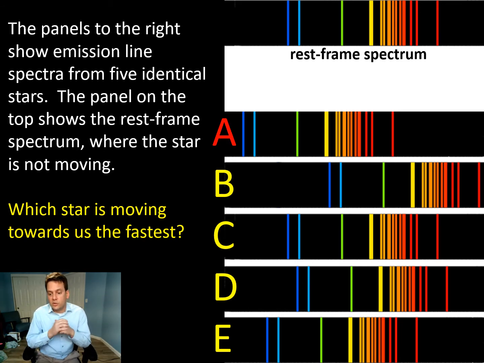And so to answer the specific question here, A is actually moving towards us the fastest, because again, it is blue shifted, and it's blue shifted more than anything else. If you look carefully, we said that C looks as if it's at rest. D is a little bit red shifted. E is blue shifted as well. So A and E are both moving, those represent stars moving towards us, but A is blue shifted more, and so it's moving towards us the fastest.